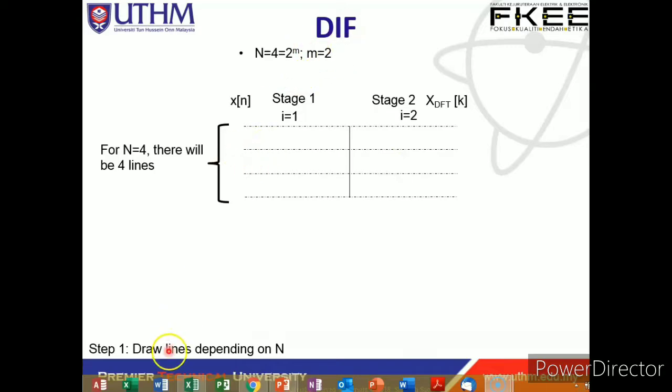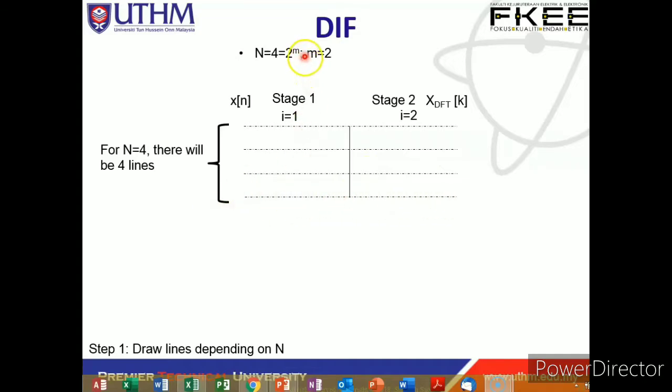First step is to draw lines depending on the number of samples. For example, if we have N, the number of samples, equal to 4, we will draw 4 lines here: 1, 2, 3, 4.